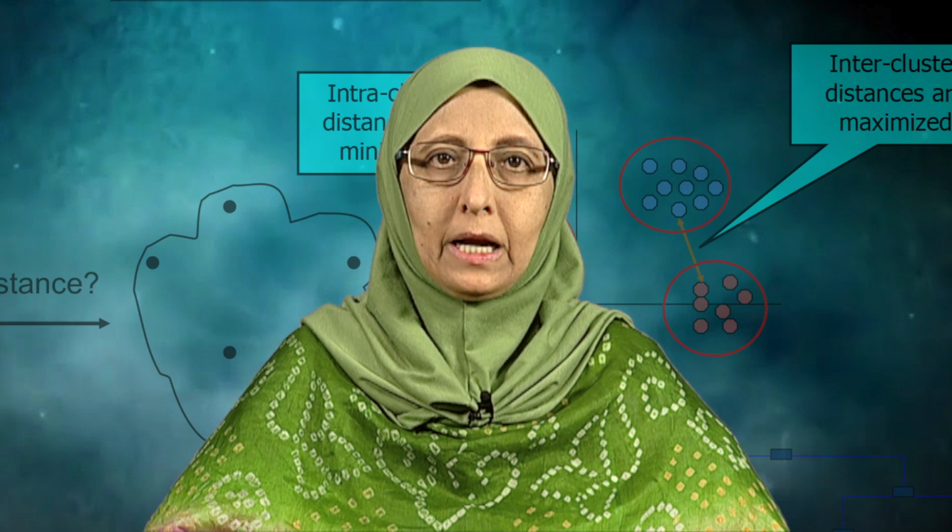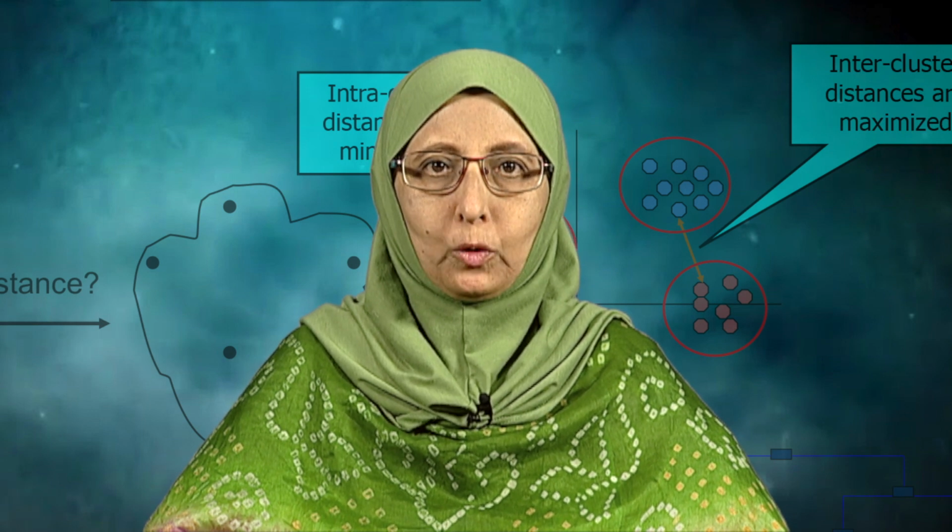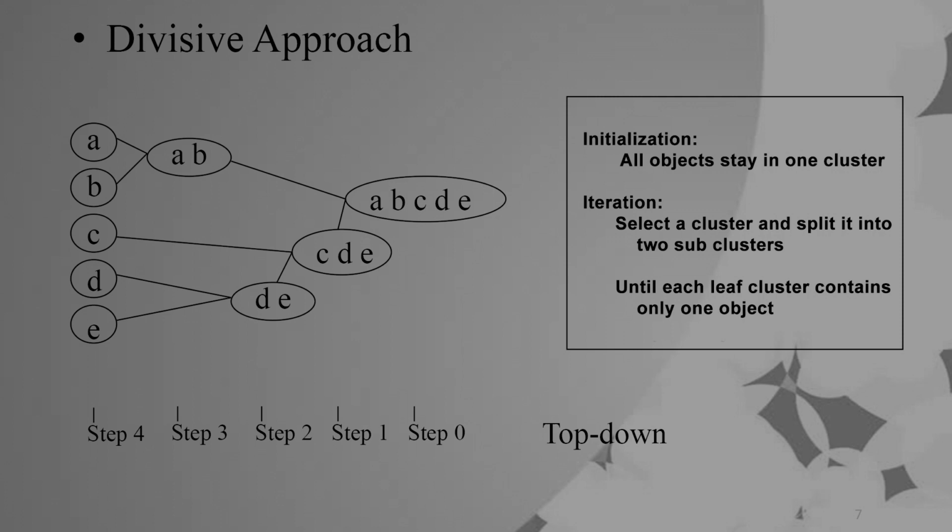The second kind of hierarchical clustering is the divisive approach. Now let us look at the right hand side where we have the algorithm or the steps. The first step is the initialization step, in which we say all objects stay in one cluster. The divisive approach goes top down.